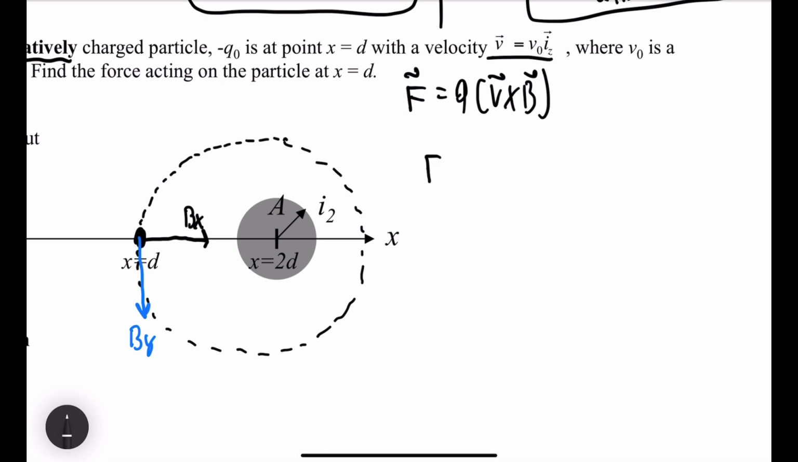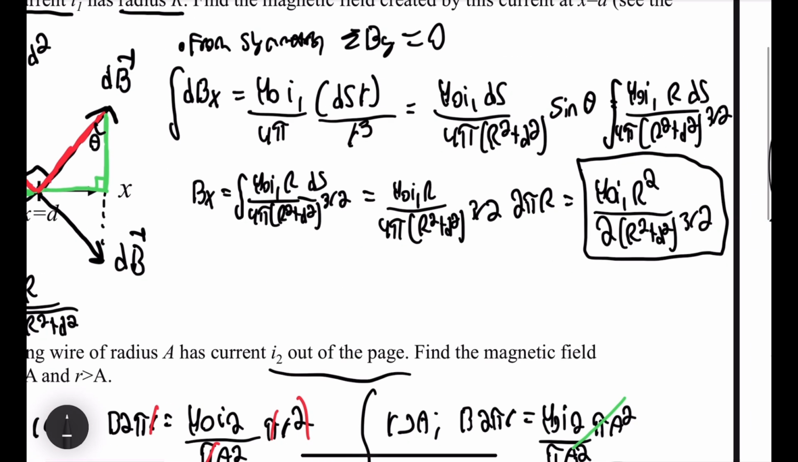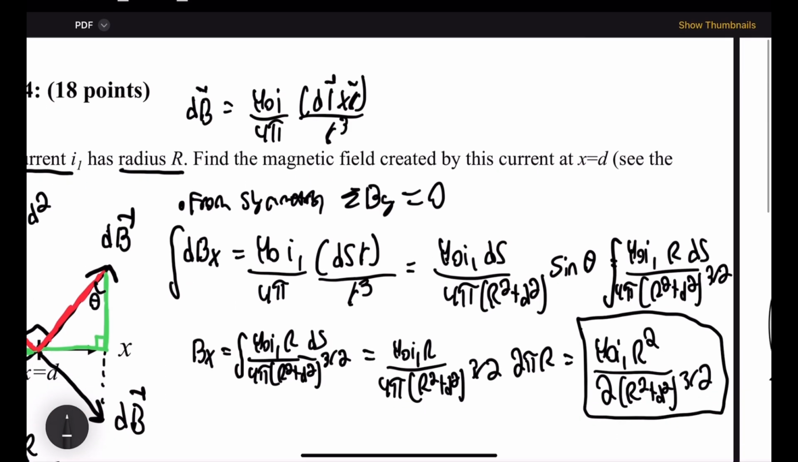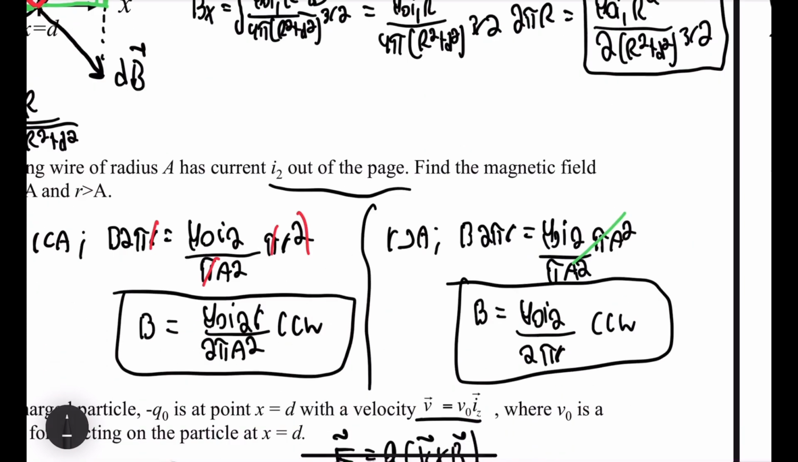So the force is going to be Q, which is negative Q, V, which is V naught, cross B. So in this case, let's start with B of X. So then B of X is mu naught I1 R squared over 2 (r squared plus d squared) to the 3/2. I believe that's right. Yep.